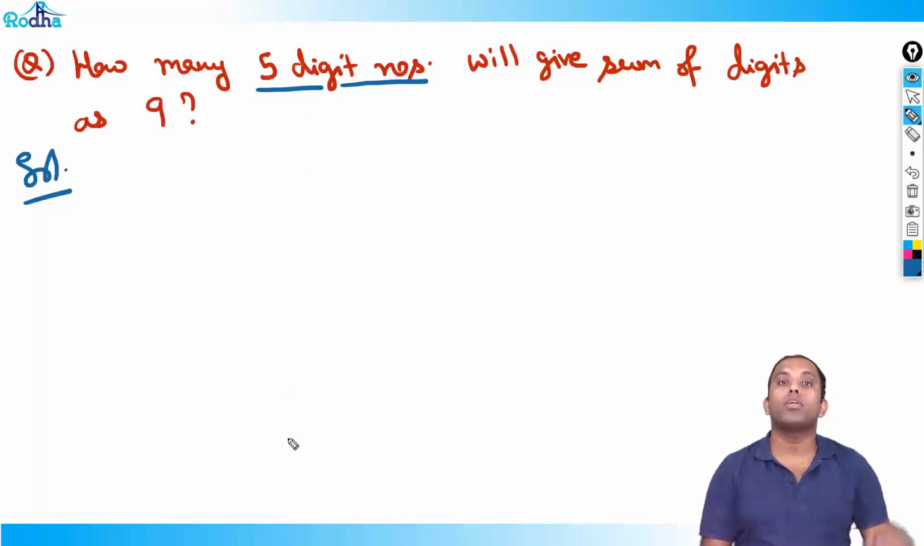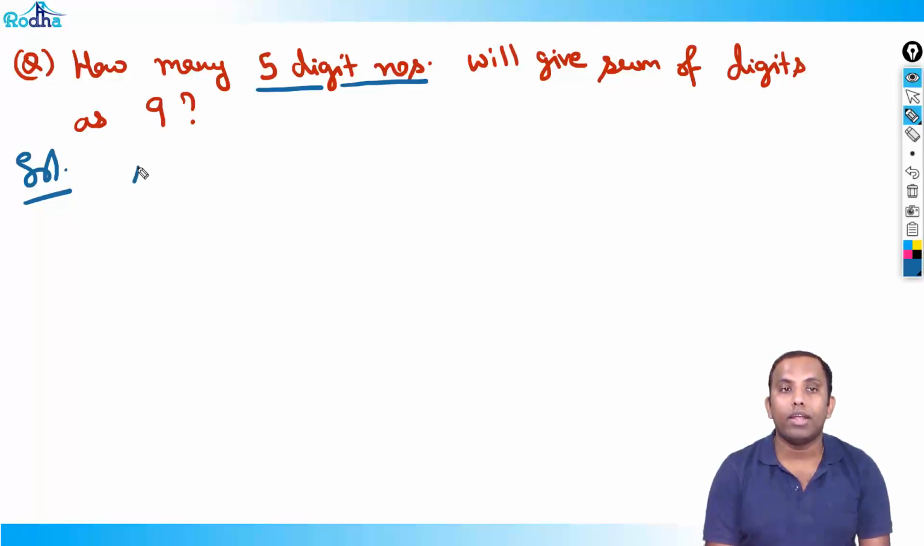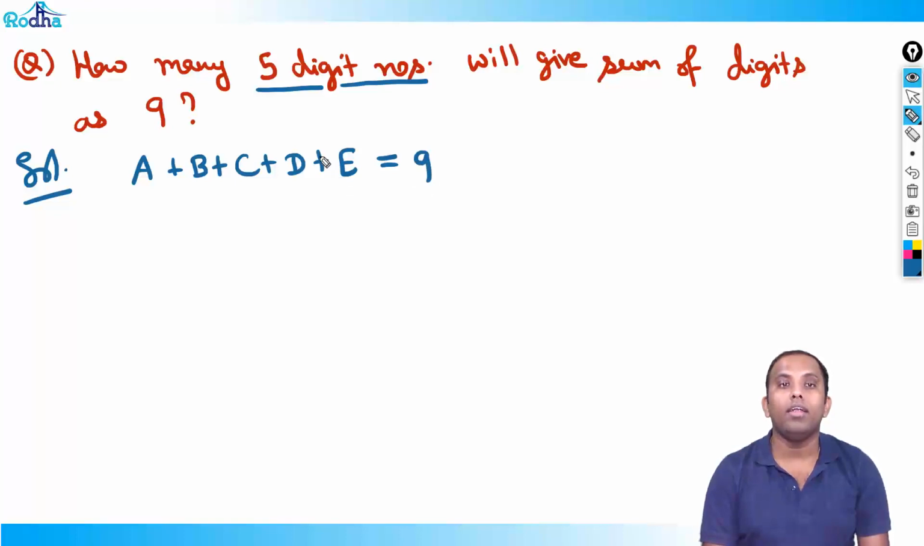In the last case, it was up to 5-digit number. That means I can take a 1-digit number as well, 2-digit number as well, 3-digit as well, right? So here, only 5-digit numbers. If I write A, B, C, D and E are my digits for a 5-digit number, the sum is equal to 9. Now here it is not necessarily a 5-digit number because A can be 0.